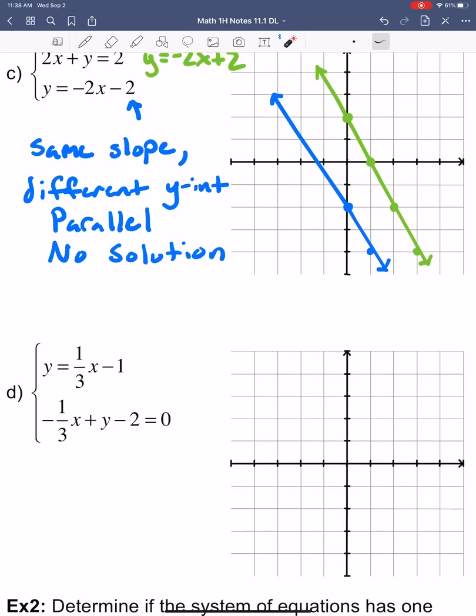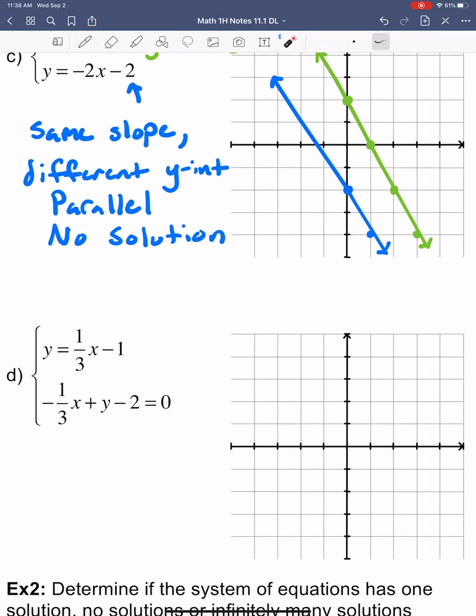And then finally, let's go down to this last one here, letter D. The top equation looks okay, in slope-intercept form. So if I go ahead and graph that, we've got a y-intercept of negative 1 and a slope that's up 1 and to the right 3. Rise over run, up 1 and over 3. And so we'll go ahead and draw that line there.